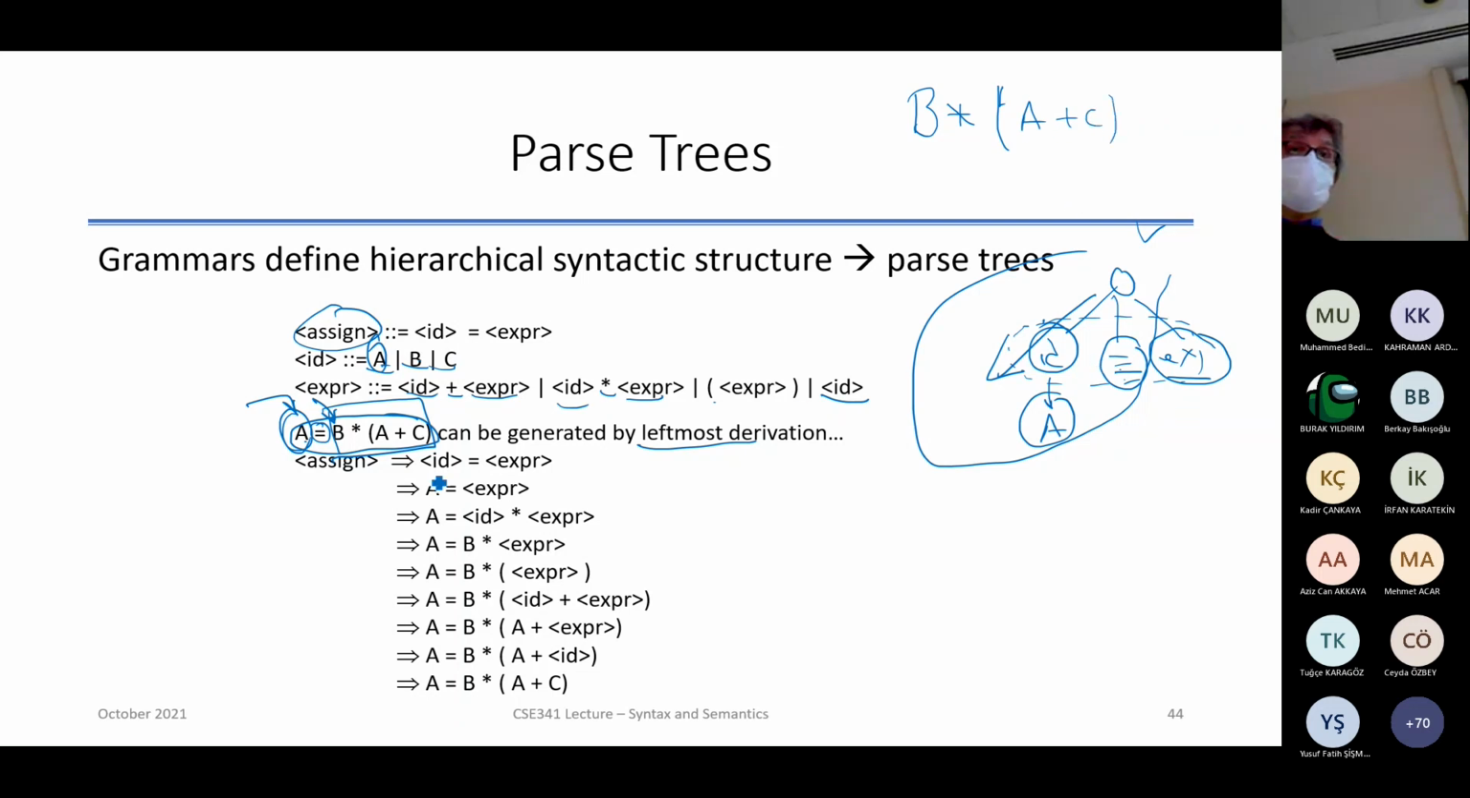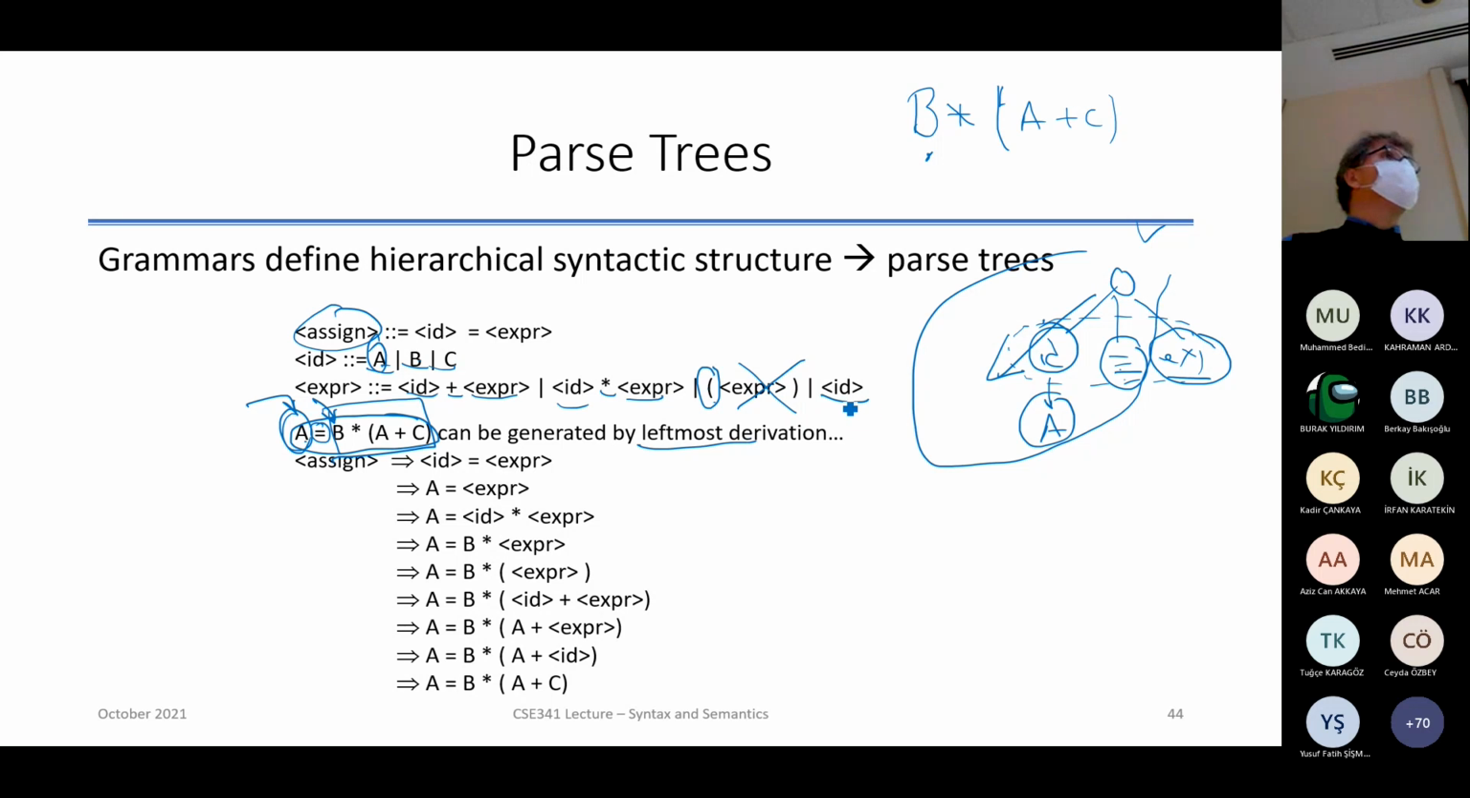Okay. Now I have three options. Expression goes to ID plus expression. Expression goes to ID times expression. Expression goes to within parentheses expression and ID. The question is, which one is possible? It's clear that this is not possible, right? That parenthesis is not there in the input. I can check it. My first character is B. My first terminal is B. And this is a terminal, and this doesn't match. So I can actually reject this one.